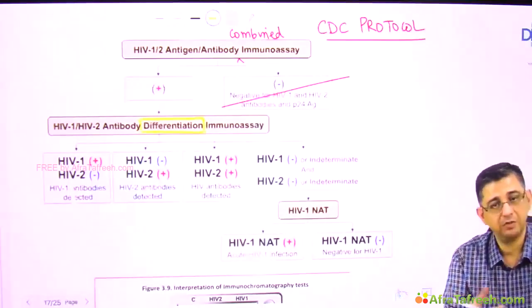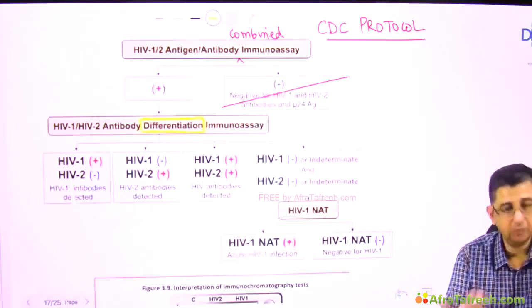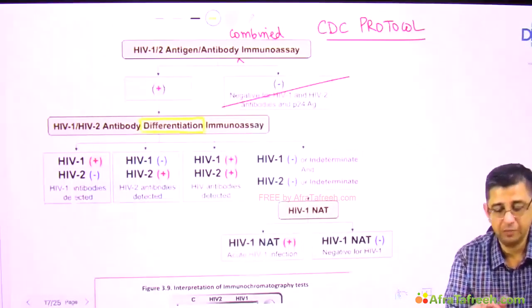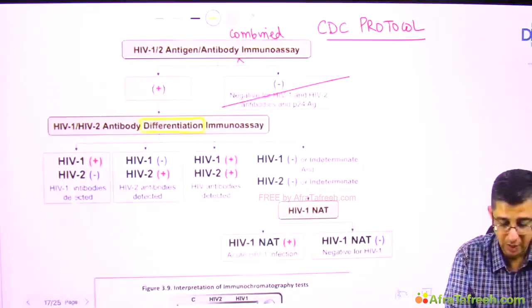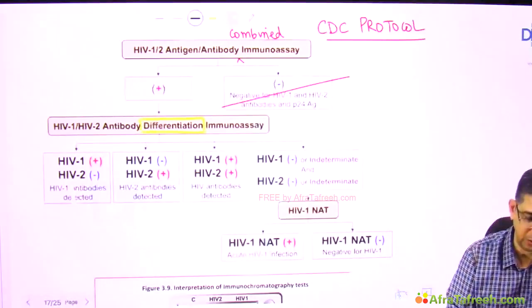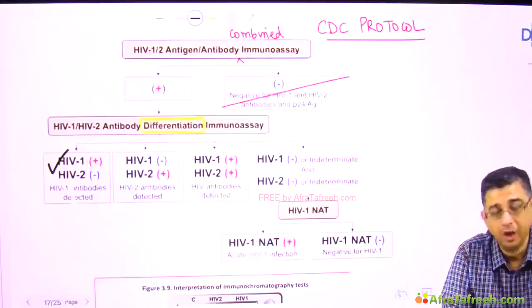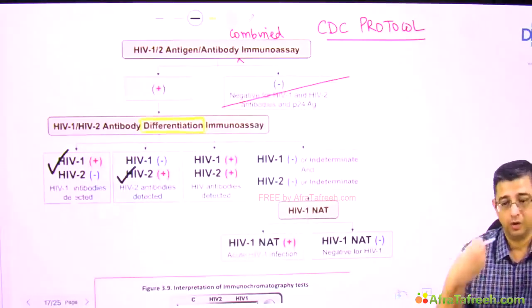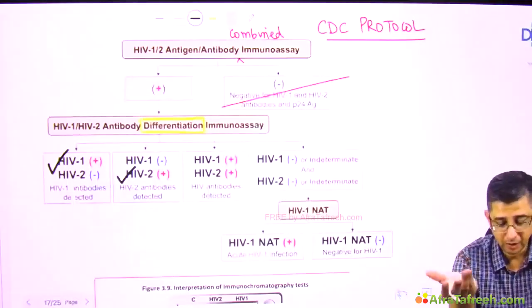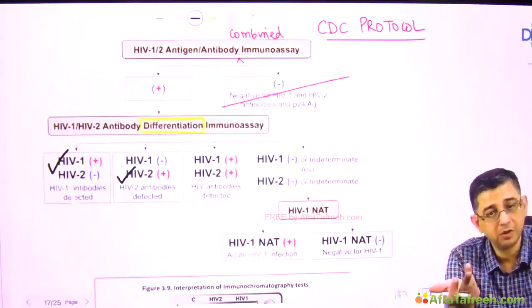Now, if it is positive, the next test to be done is called differentiation immunoassay. The word differentiation means we want to differentiate whether it is HIV-1 causing the infection or HIV-2 causing the infection. In majority of patients, this is the report that you will get: HIV-1 will turn positive, HIV-2 will be negative. If this was a situation like Swaziland or Congo or Kenya, countries in Africa, then the HIV-1 differentiation immunoassay will be negative, HIV-2 will be positive.